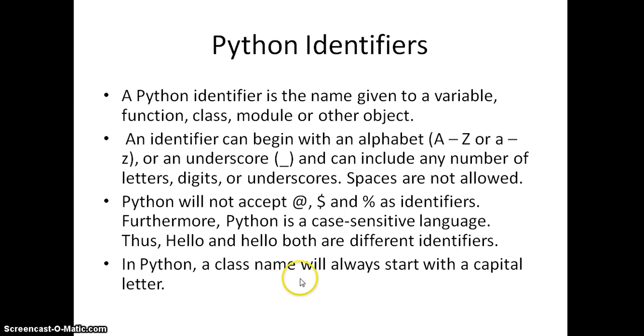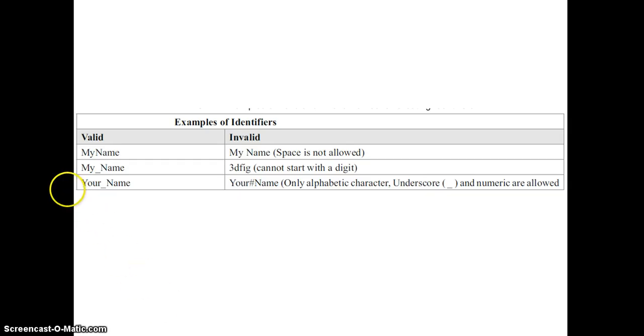In Python, a class name will always start with a capital letter. So these are the syntax rules about Python identifiers, which means naming a variable. Say for example, my name: here all are alphabets only, this is a string, so it is valid. Here "my space name", space is not valid. If it starts with a digit, that is also not valid. Here my_name with an underscore is valid, and your_name is valid, but "your#name", the hash is a special character, so it is not valid.